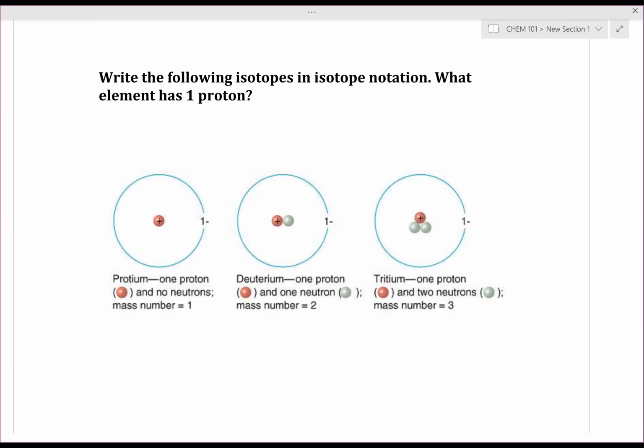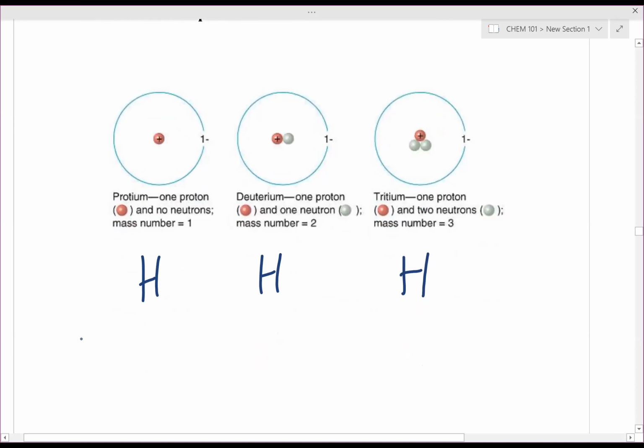So this may seem like an odd example, but there's one key feature of hydrogen isotopes that I need to talk about. Just as a little spoiler, what element has only one proton? What element has an atomic number of 1? Hydrogen. Yep. So these are all hydrogen atoms. In the first example, how many protons do we have? 1. And how many neutrons? 0. So we have a mass number of 1, and we'd write this as H1.